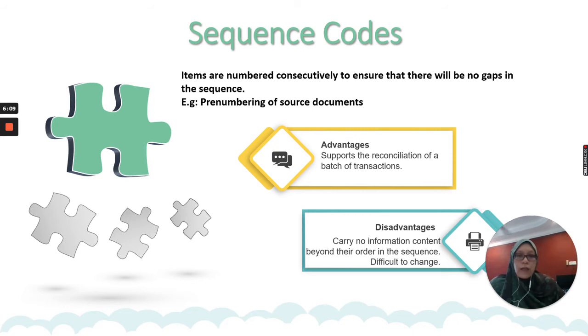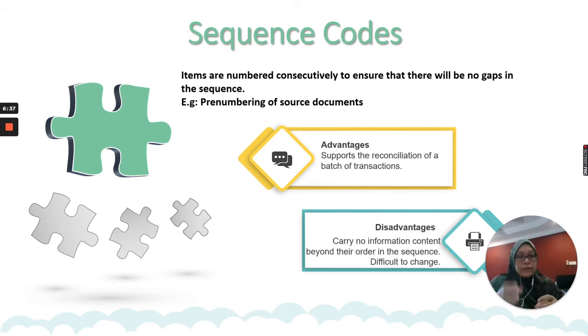So one of the advantages of using this technique is that it can support the reconciliation of a batch of transactions. For example, at the end of the day they collect all the source documents in one batch, okay, and then they can check the sequence of the numbers of the documents. So from there they know which documents are missing, or maybe there is duplication of a document.